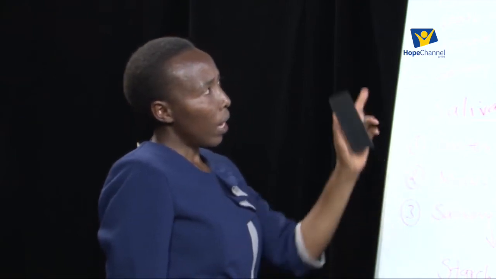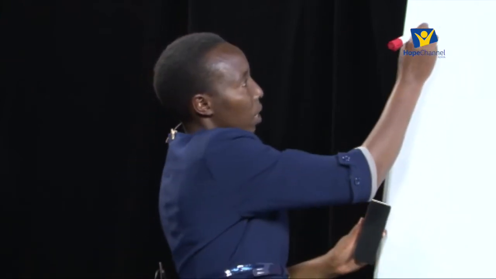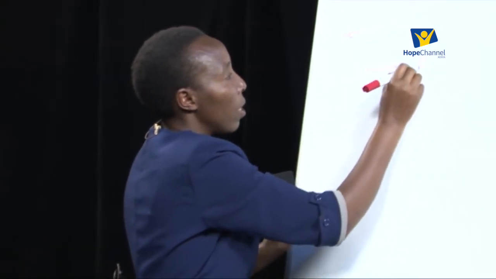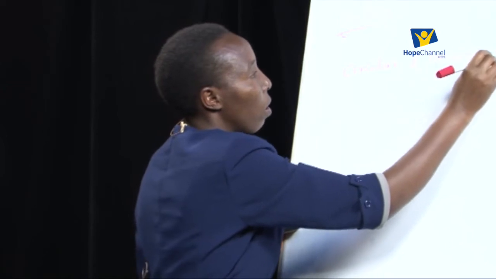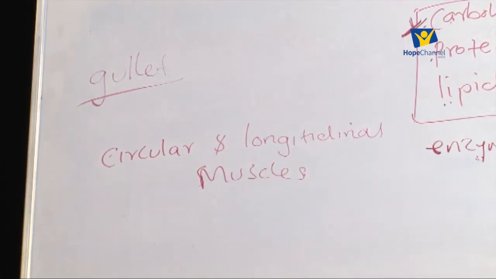Now, the next part of the digestive system we said is the esophagus, also referred to as the gullet. What happens in the gullet? That is the next part of the digestive system. The gullet is made up of thick muscles. We have circular and longitudinal muscles. And these muscles contract and relax, contract and relax to create a wave-like motion that we refer to as peristalsis.